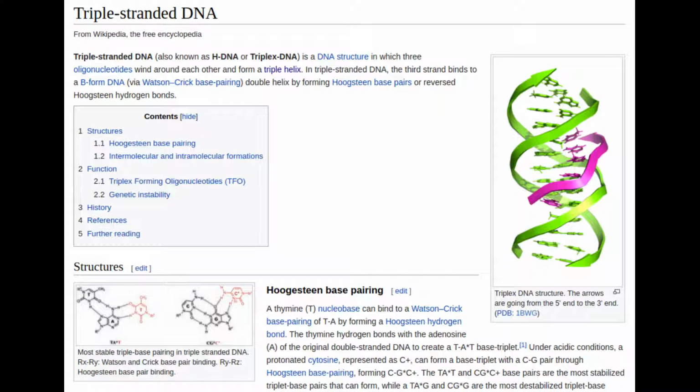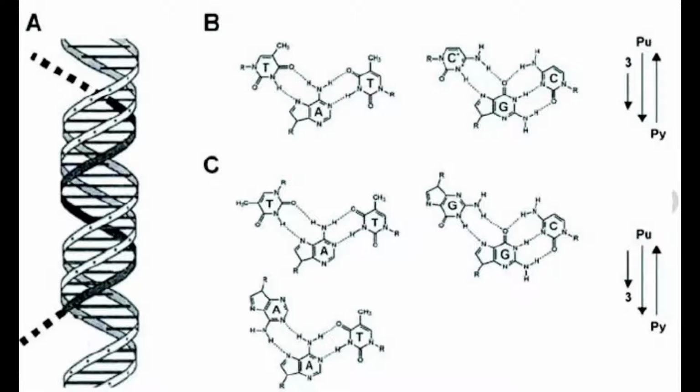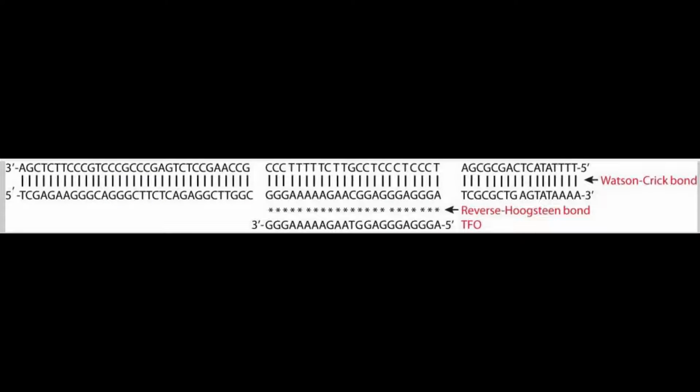Even then, for this to happen, fundamental changes must occur in the nucleotides and helix structure. This is called a Hoogsteen hydrogen bond. It involves the thymine creating a hydrogen bond with the adenosine of the original double-stranded DNA. This creates a thymine adenosine and then an unusual bond to another thymine.